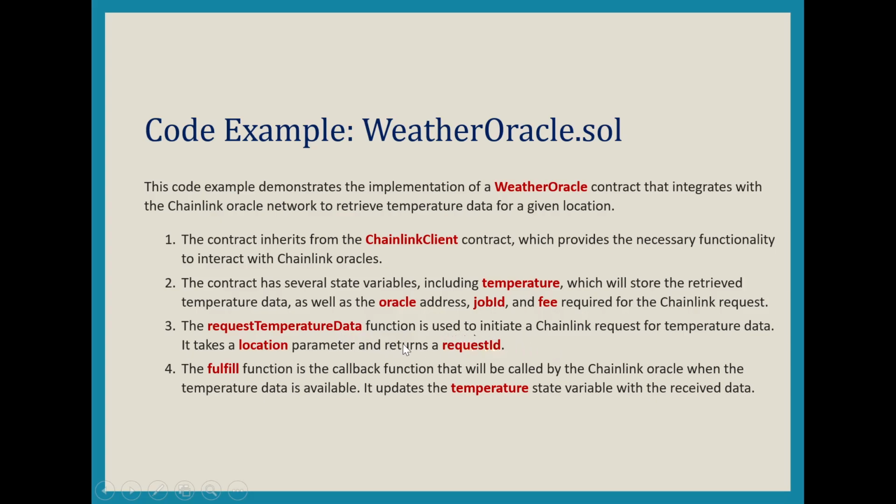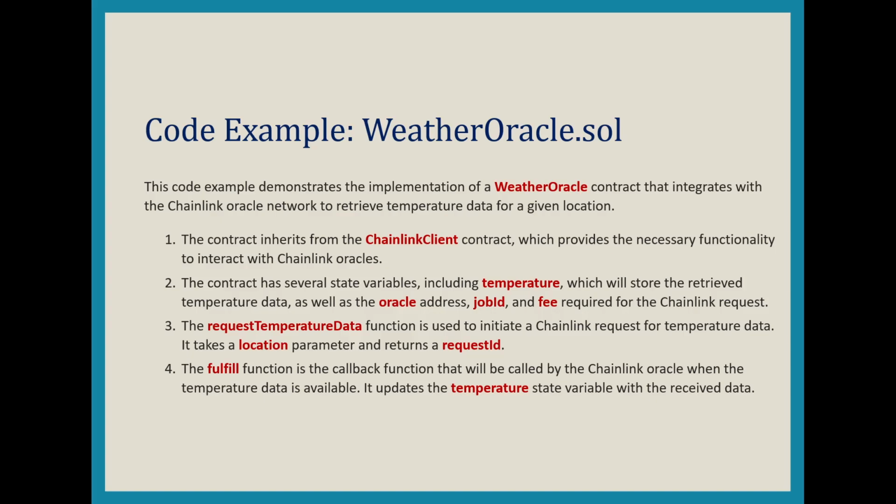The requestTemperatureData function is used to initiate a Chainlink request for temperature data. It takes a location parameter and returns a request ID. The fulfill function is the callback function that will be called by the Chainlink oracle. When the temperature data is available, it updates the temperature state variable with the received data.